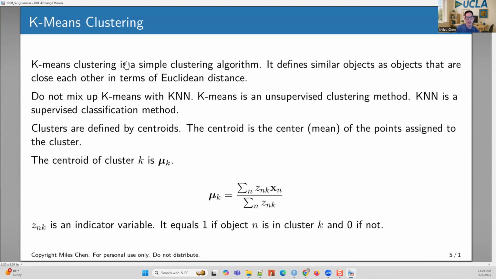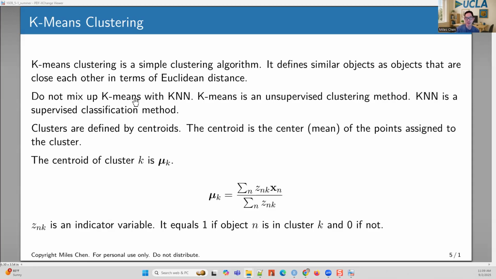As far as k-means clustering goes, it defines similar objects as objects that are close to each other as far as Euclidean distance goes. It is important that we don't mix up the k-means clustering algorithm with k nearest neighbors. They both have k in there, but they're very different.